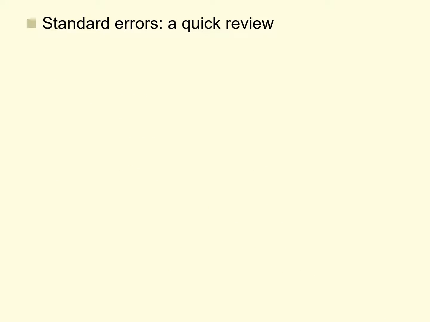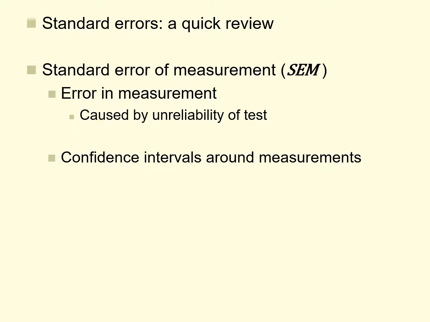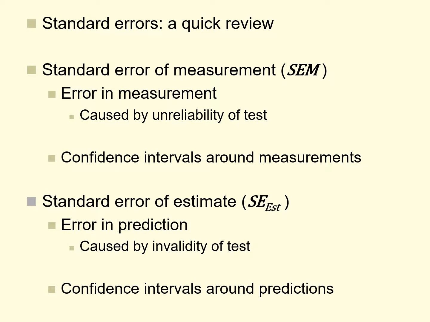Now, in past lectures, we talked about standard errors of various sorts, and just by way of a quick review, the standard error of measurement is a way of describing the error in measurement, which is related to the unreliability of the test, and we can use that to make confidence intervals around measurements. So, a confidence interval around a point estimate of someone's intelligence or someone's level of depression and so on. It's a similar idea with the standard error of the estimate. We're just talking about an error in prediction, which we could argue is caused by the invalidity of the test, the extent to which it doesn't measure the thing that it's supposed to measure. And likewise, we could put confidence intervals around the estimates or the predictions that we make using that test. So it's a similar idea.